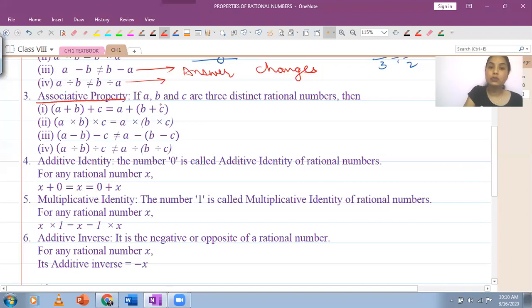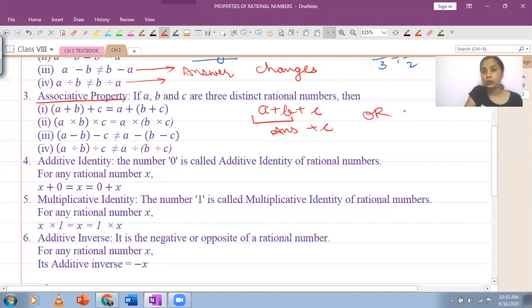अगर आपके पास दो से ज्यादा रैशनल नंबर्स हैं और आपको उन पे एडिशन, सब्ट्रैक्शन, मल्टीप्लिकेशन और डिवीजन परफॉर्म करनी है, so I can start with any two numbers out of that list. So if I have to add a b c, let's just consider I have to add a b c. So what I can do is I can add a and b first. इनका जो आंसर आएगा उसमें हम c ऐड कर दें.